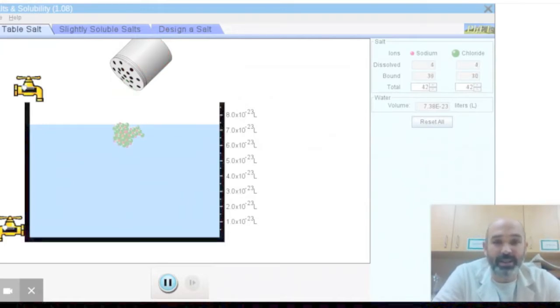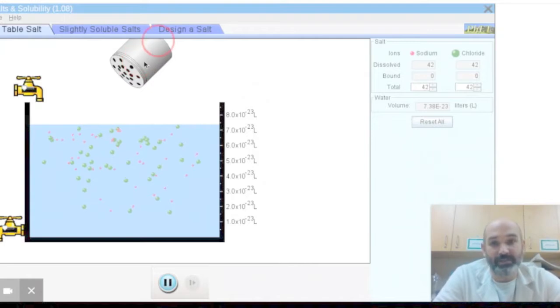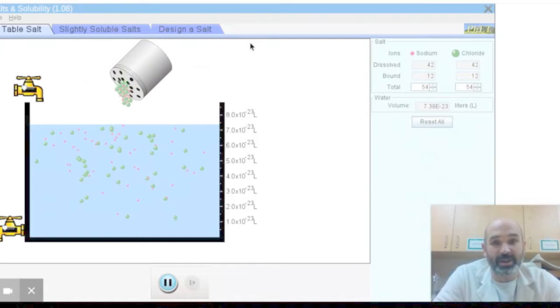And as you see, as the solid gets into the water, they dissociate into ions. So again, the sodium cation and the chloride anion break apart and are dissolved in the water. You can see all 42 of these ions are dissolved. If I shake even more in, you can see that all of those are going to be dissolved in the solution. So again, this is the process of dissolving. It's a physical change, and we're going to be using this throughout this lab.